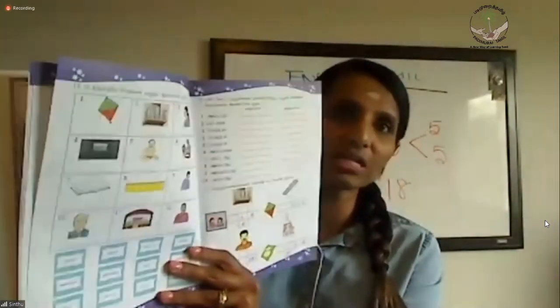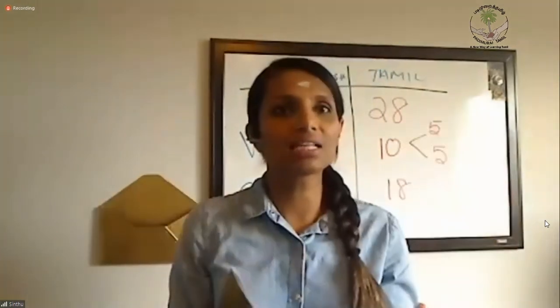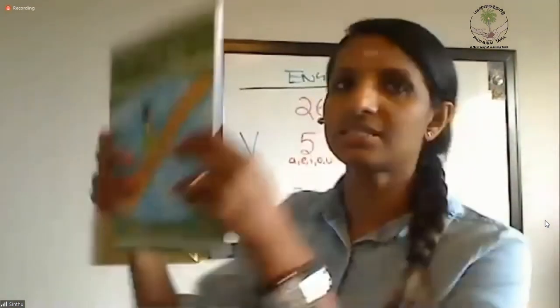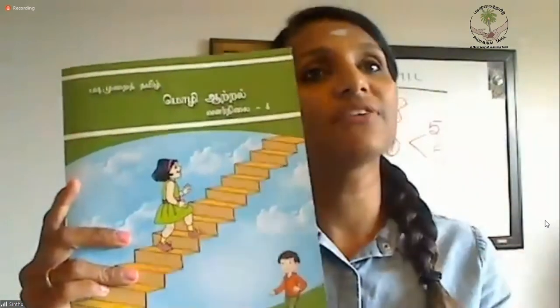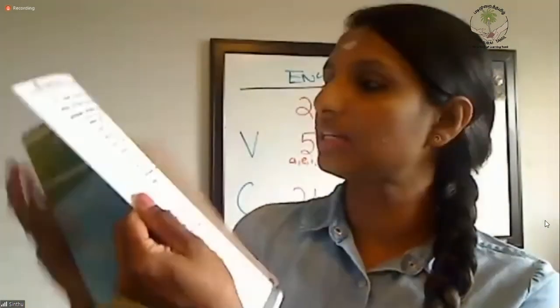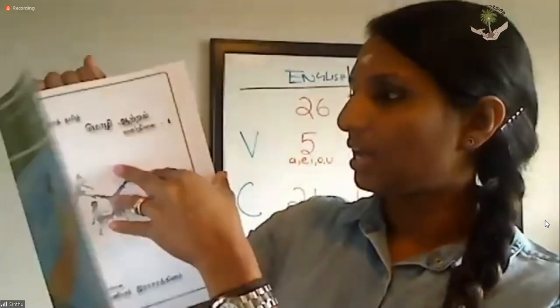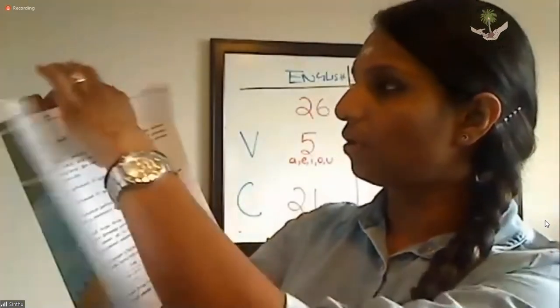Whatever they don't finish in class will be assigned for homework. Okay, so once you take the class properly, they can finish their homework in 10-15 minutes. It's so easy. Once they understand the concept, they'll do it so fast. Okay? And then there is this book called Moliyattal. So this is primarily for homework. Okay? This is the extension of the lessons that they learn during the class, and they'll do it all for homework.